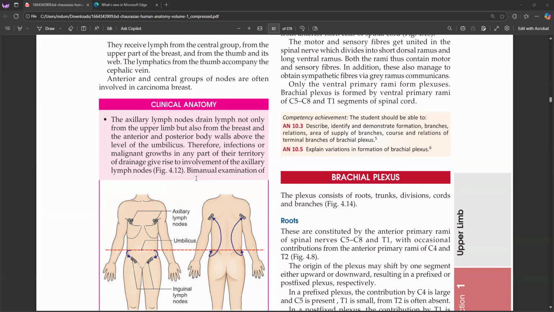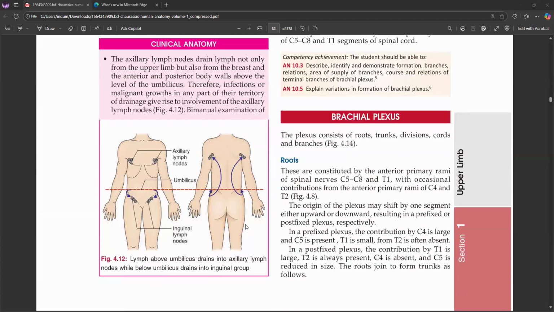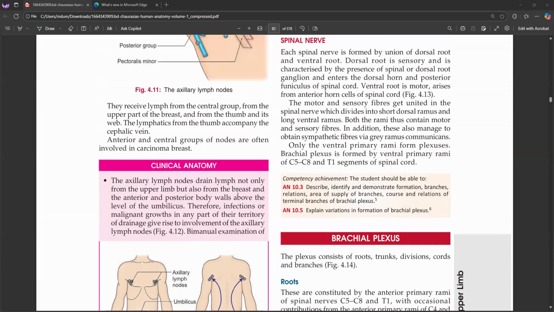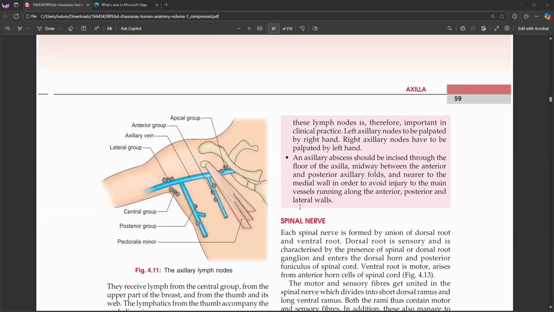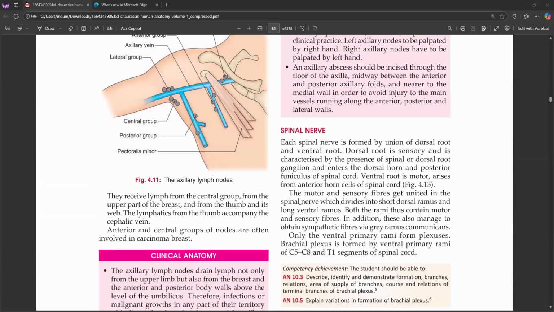Clinical anatomy. The axillary lymph nodes drain lymph not only from the upper limb but also from the breast and the anterior and posterior body walls above the level of the umbilicus. Therefore, infections or malignant growths in any part of their territory of drainage give rise to involvement of the axillary lymph nodes. Bimanual examination of these lymph nodes is therefore important in clinical practice.